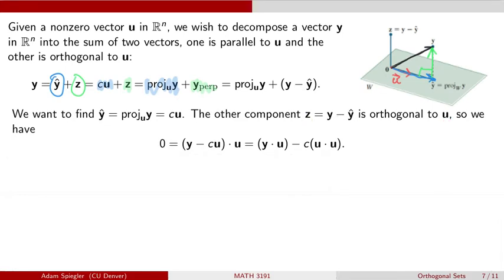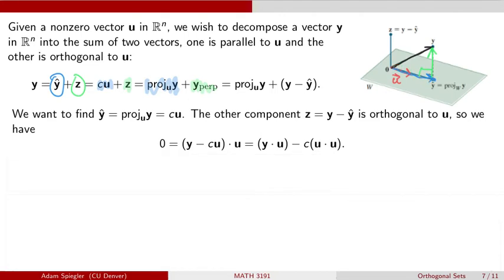So if z is orthogonal to u, then what we know is that this vector y minus y hat, I can write that as y minus, remember that y hat is some scalar multiple of u because it has to be parallel to u. So I'm going to rewrite this perpendicular piece, which is y minus y hat, as y minus c times u. And we take the dot product of that with u, and we should get 0, because this perpendicular piece, by definition, is going to be orthogonal to this vector u. So their dot product should give us 0.